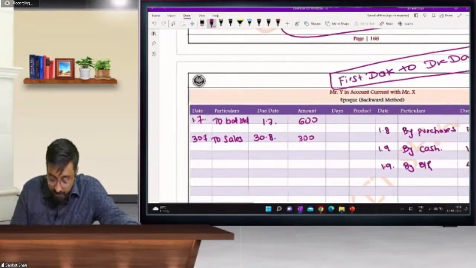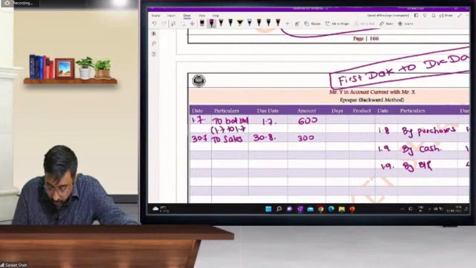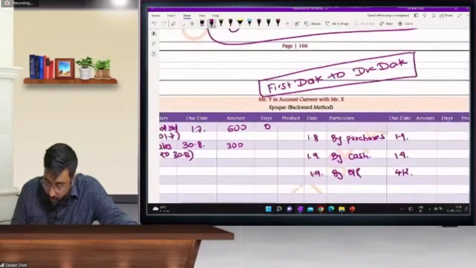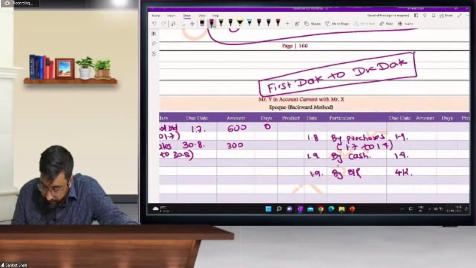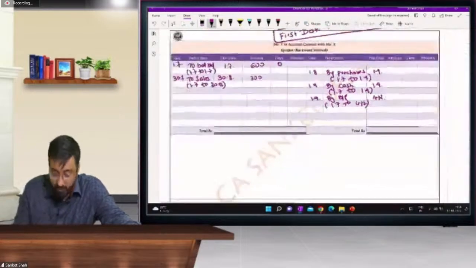First date to due date. First date is 1st July. 1st July to due date. 1st July to 30th August. Now you only calculate. 1st July to due date. 1st September. 1st July to 1st September. 1st July to 4th December. Calculate it. Waiting for you.